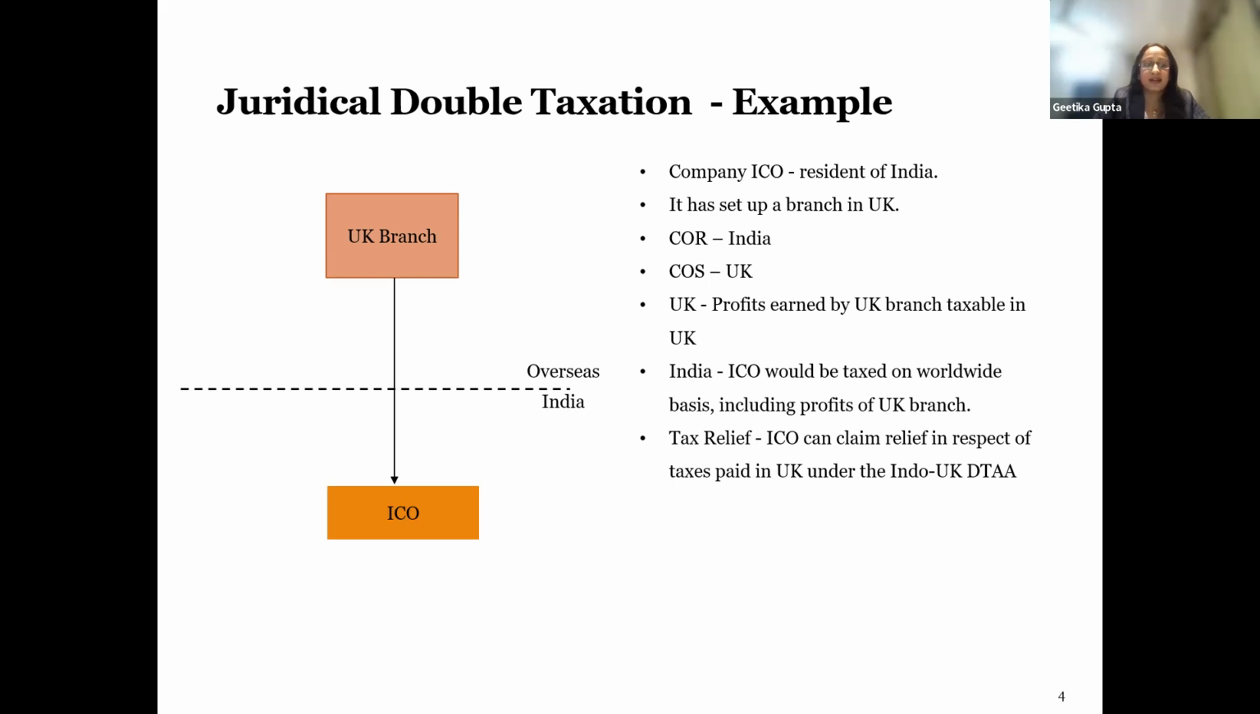Okay. So now taking the other example of the juridical double taxation.